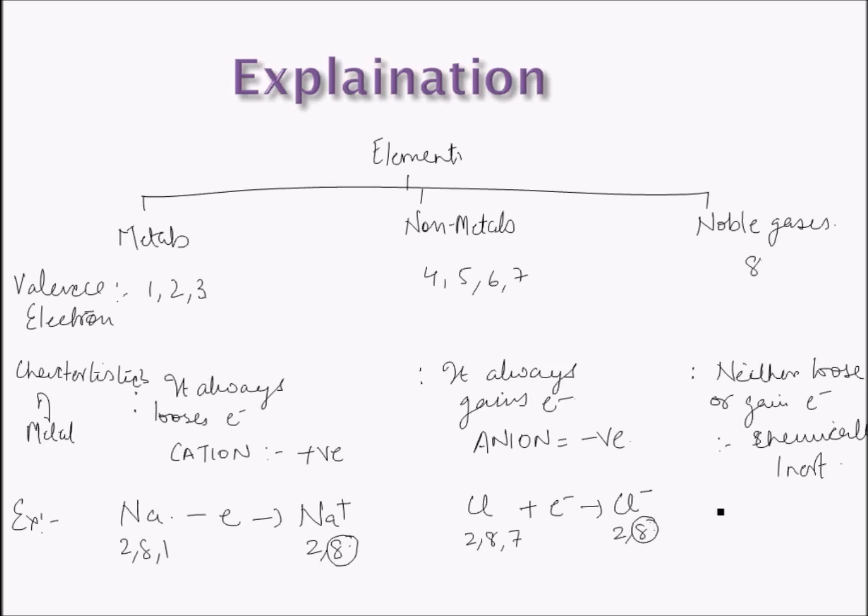Now if I see the example of noble gases, let me take an example of krypton. Krypton has atomic number 36, and the electronic configuration is 2, 8, 18 and 8. So here you can see 8, that is the stability rule applies on this. The octet rule applies on this. So from this explanation, I end up with this session.